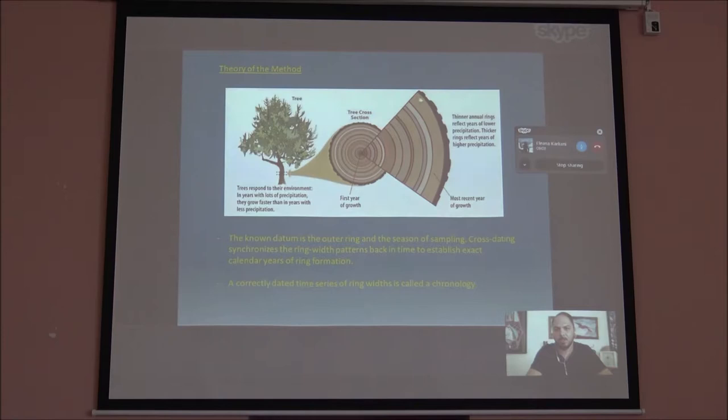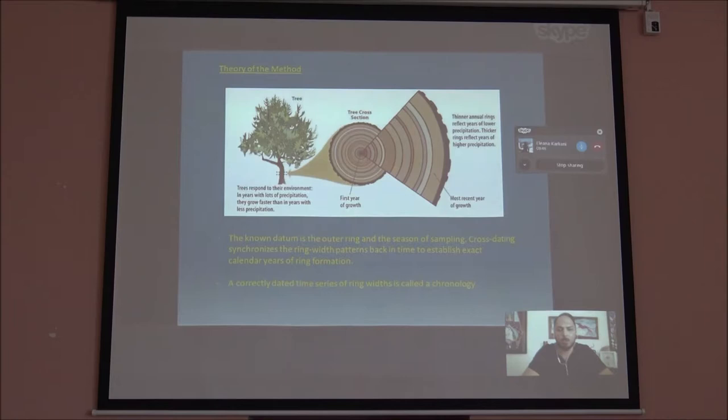Yes. Okay. So this is the outer ring, the most recent year of growth. And as we go toward the center of the tree, we can see several different rings. Each ring corresponds to one year of growth of the tree. So as we go inside, we can start to count how many years we have from the beginning of the life of the tree. So the node datum is the outer ring and the season of sampling.